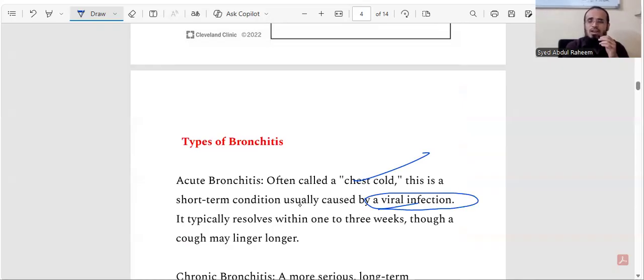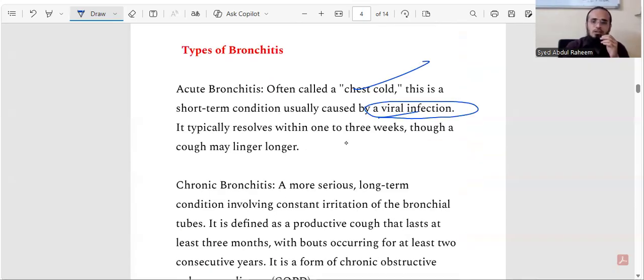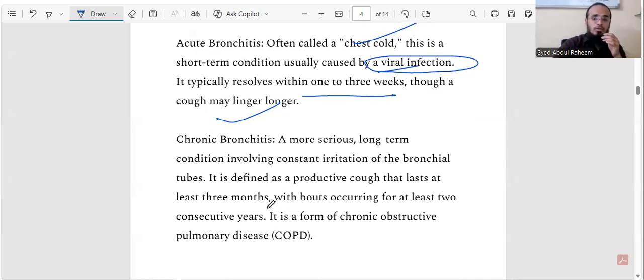Viral infection mostly resolves in one to three weeks, though the cough may last longer. We can speak of acute bronchitis and chronic bronchitis. Chronic bronchitis may be due to other reasons also. It may have a productive cough. Productive cough and non-productive cough.